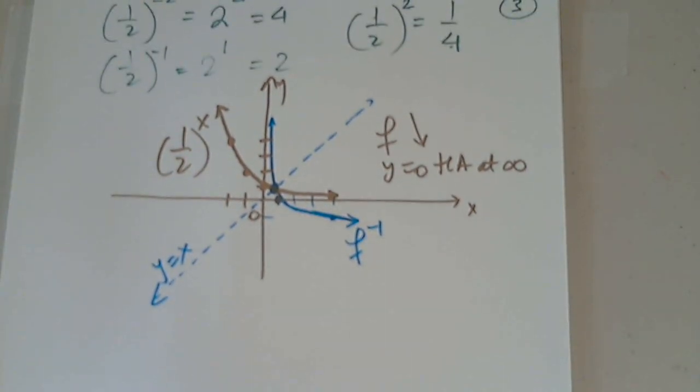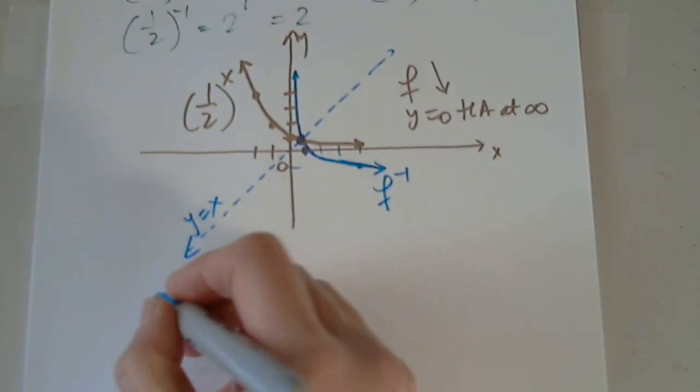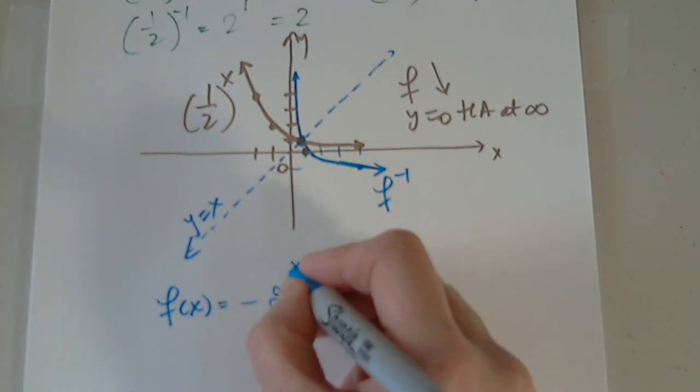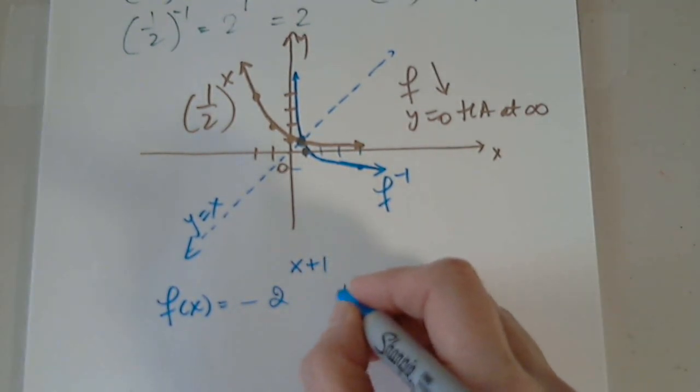475. I would like us to, I don't see any transformations here. I need to look at a transformation. So let's take a look at a transformation. So f of x, let's say, it's negative 2 raised to x plus 1, and plus 4.